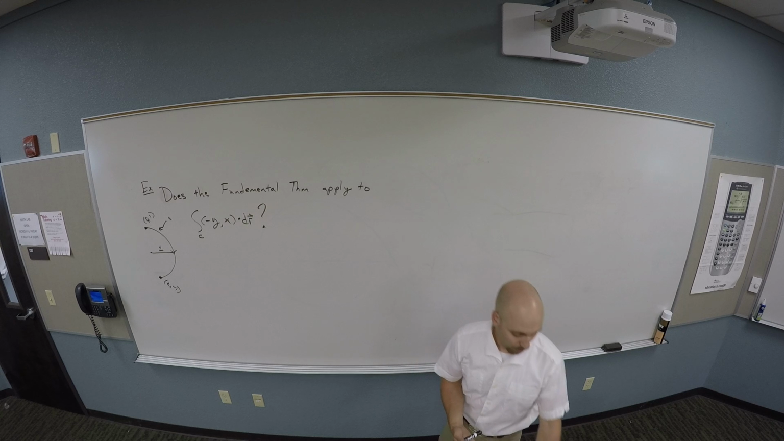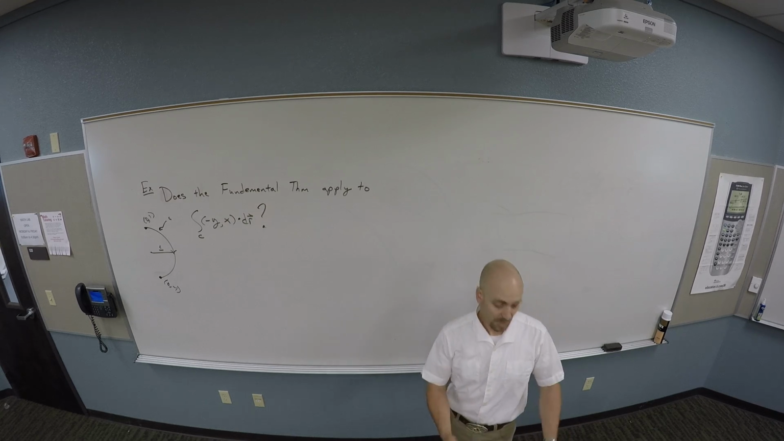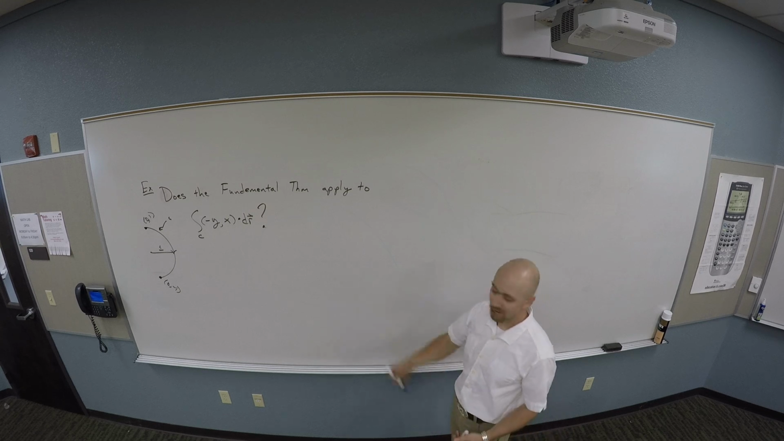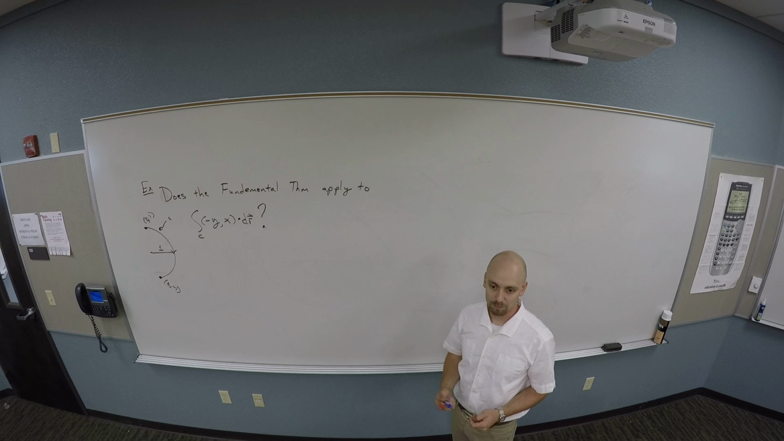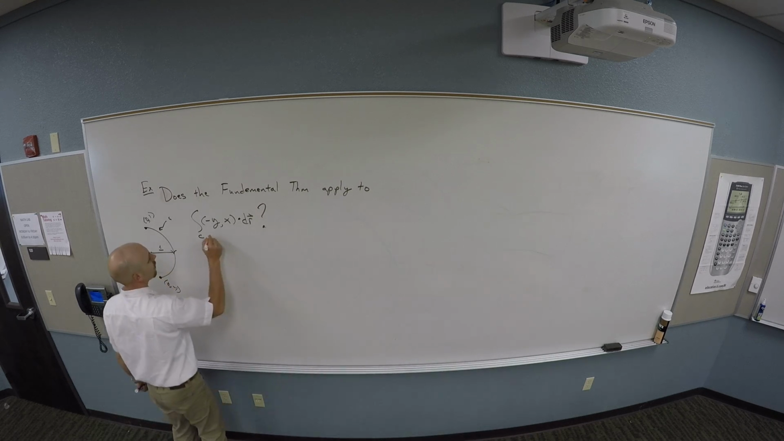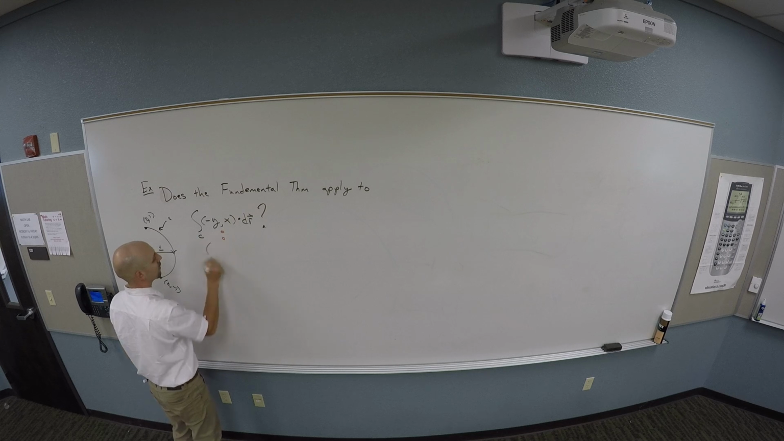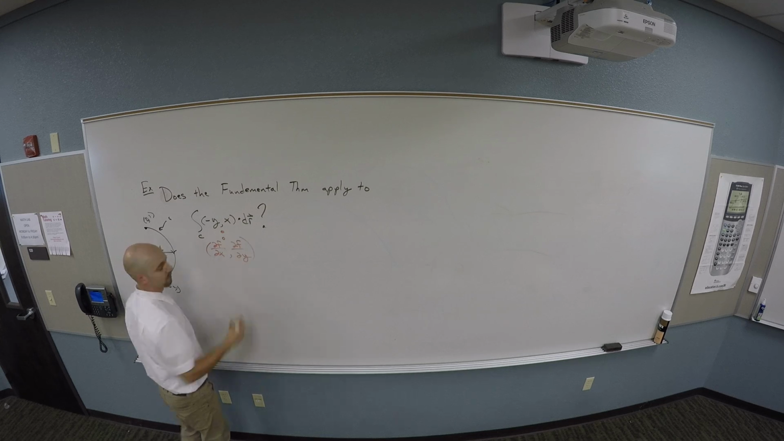So my first thought would be what? Is it a gradient of something? I just want to know, is that a gradient of something? If it is, then I can apply the fundamental theorem, right? So I should be looking at this and thinking that might be the partial of f with respect to x and the partial of f with respect to y.